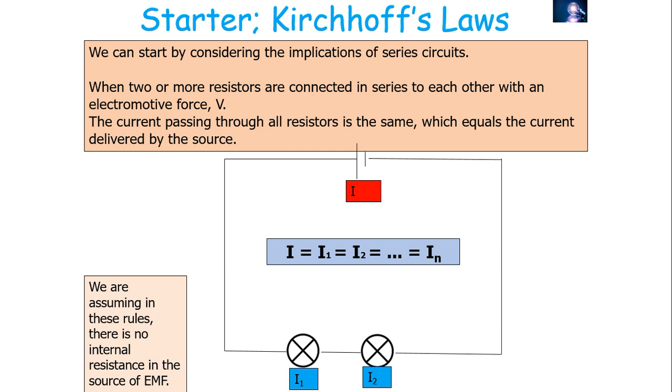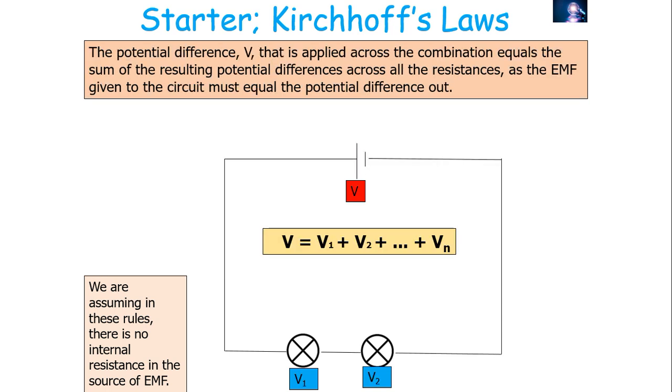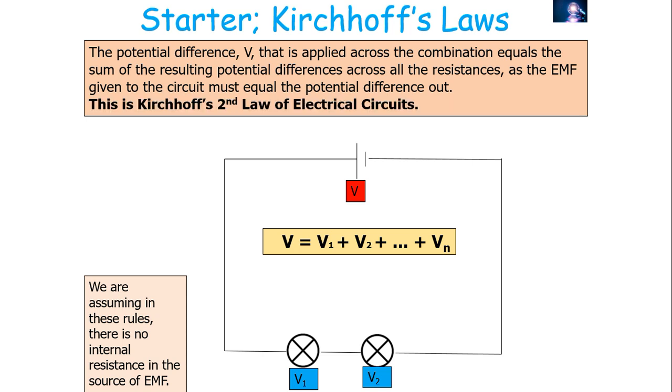So like we just said before, if we have 2 or more resistors or any outputs connected in series with each other, the current through this particular loop will be the same. So I from the source will equal I1 plus I2 plus I3, which is Kirchhoff's First Law. But if we consider the potential difference, we've just said from Kirchhoff's Second Law that EMF in must equal PD out. So as a result, the potential difference will split between the outputs. So V from the source will equal V1 plus V2 all the way to Vn.